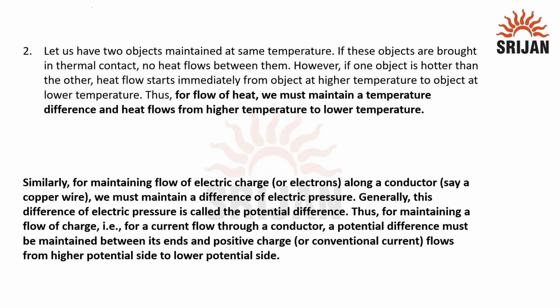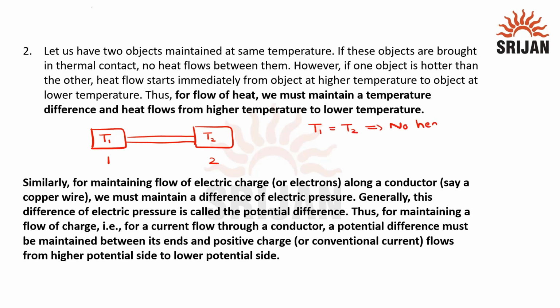Now the second analogy is based on the flow of heat. In this case, we are considering two objects. This is object 1, this is object 2. Object 1 is maintained at a temperature T1 and object 2 is maintained at a temperature T2, and they are connected. Now if the temperatures of both these objects are the same, that is T1 is equal to T2, in this case there will be no heat flow.